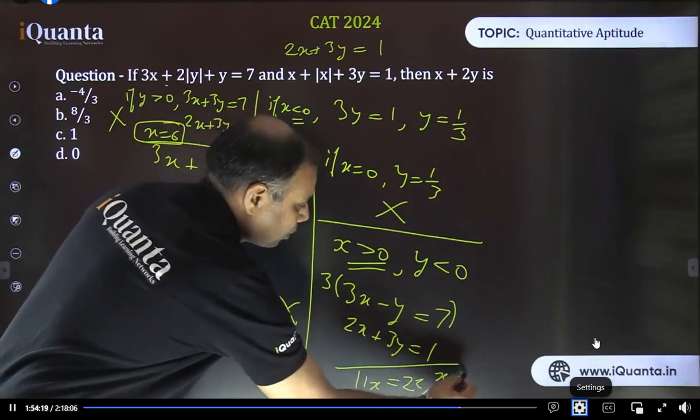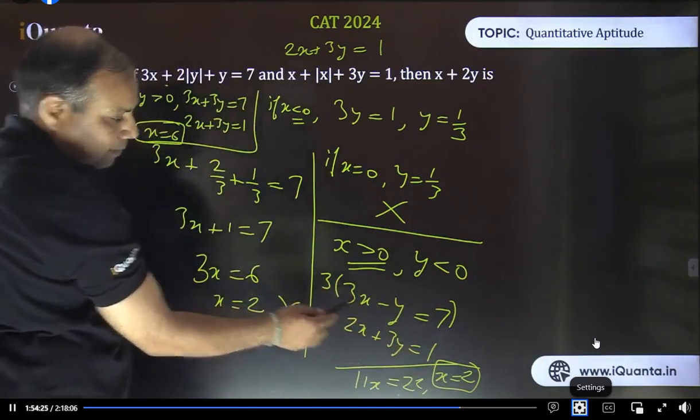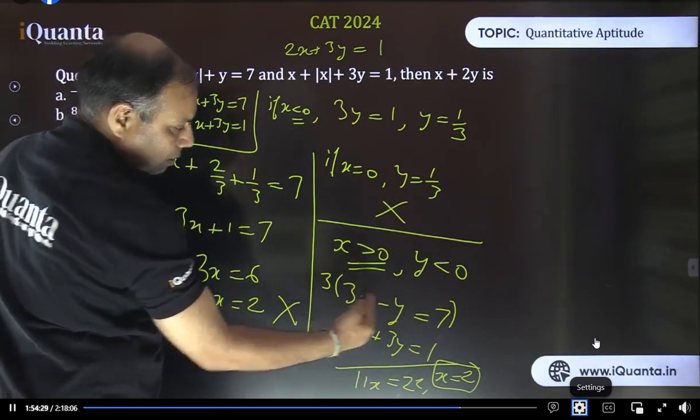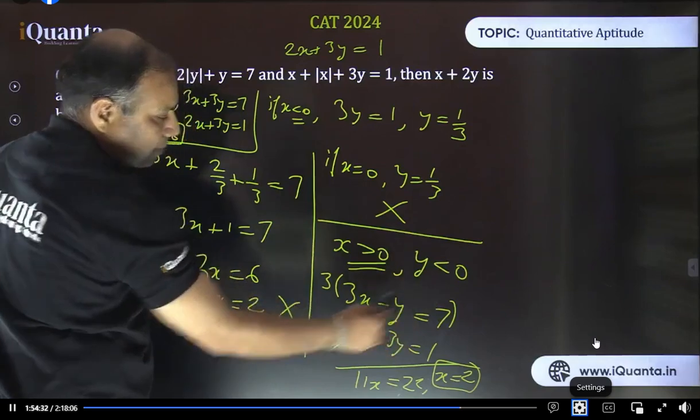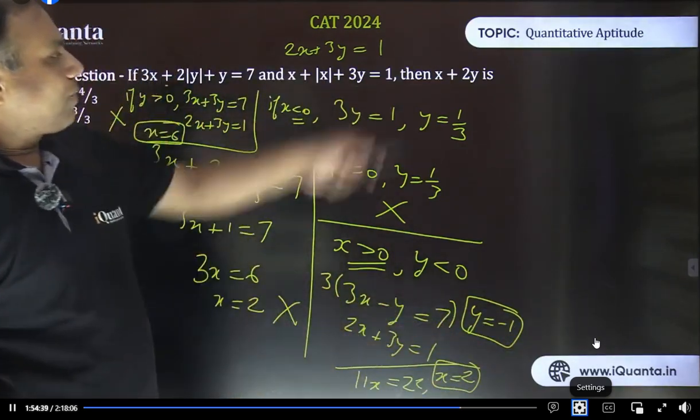So x comes out to be 2, which is positive as required. And now putting back this value of x in this equation only. So 3 into 2, 6. 6, 1 subtracted from 7, it will be 1. So y comes out to be minus 1, which is negative. Fine. So these are the values. X is 2, y is minus 1, and we can find the answer now.